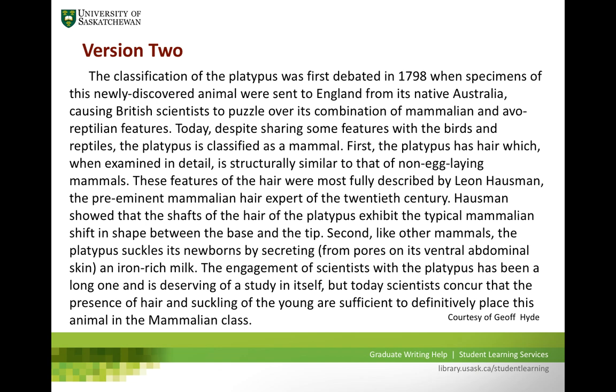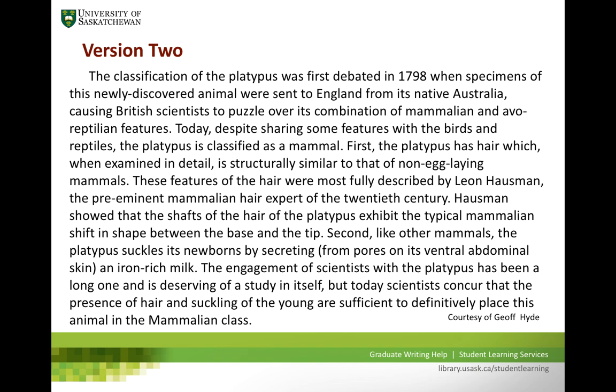Today, despite sharing some features with the birds and reptiles, the platypus is classified as a mammal. First, the platypus has hair, which when examined in detail is structurally similar to that of non-egg-laying mammals. These features of the hair were most fully described by Leon Hausmann, the preeminent mammalian hair expert of the 20th century. Hausmann showed that the shafts of the hair of the platypus exhibit the typical mammalian shift in shape between the base and the tip.